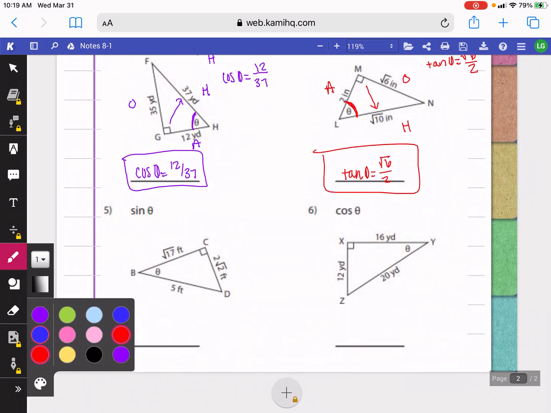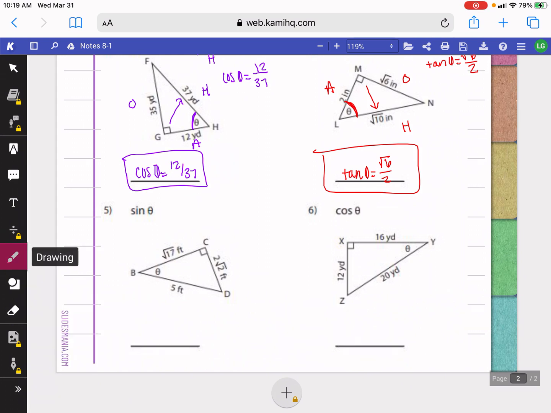In our next problem, we're doing sine. So my hypotenuse is 5. Here's my theta. So square root of 17 is adjacent because it's touching my theta. 2 root 2 would be opposite. So sine theta equals O over h would be 2 root 2 over 5. Again, this one's fine because there's not a square root in the denominator.